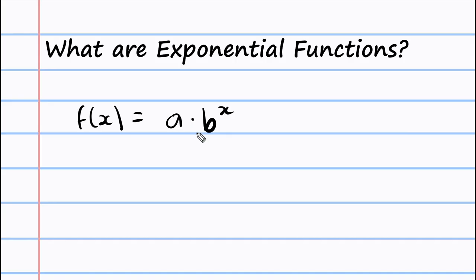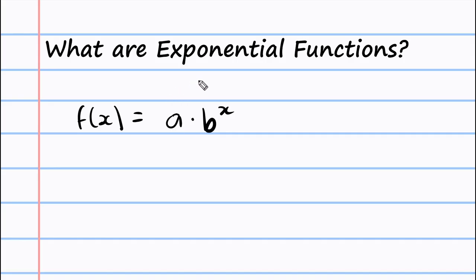So, what do you notice about this form? We see that b is being raised to an x power. Normally we've seen x being raised to a constant number's power, right? Like in polynomials. But in this case, we're seeing a constant such as b being raised to the x power. So b is our multiplier, and a is our starting value. When x equals 0, b to 0 is just 1, so a would just be our y-intercept.